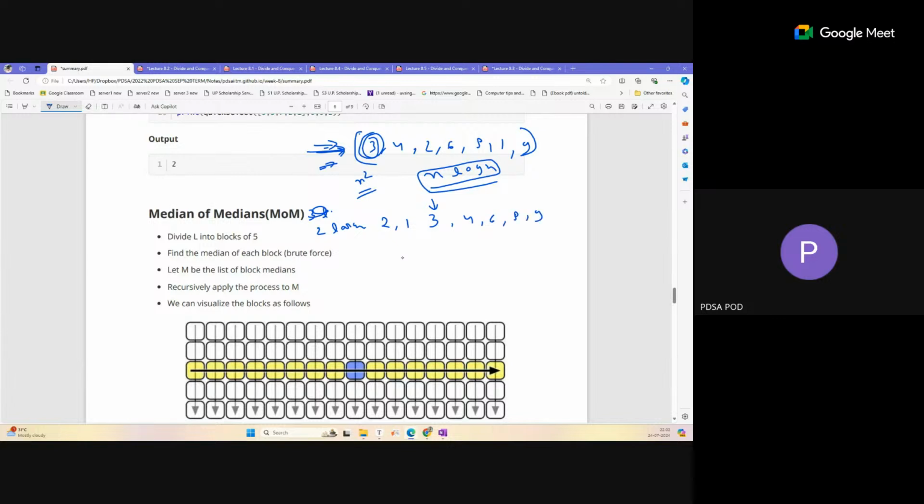They may not be in sorted order, and the same goes for this side. But here we can identify one thing: if we find the pivot position we are getting.